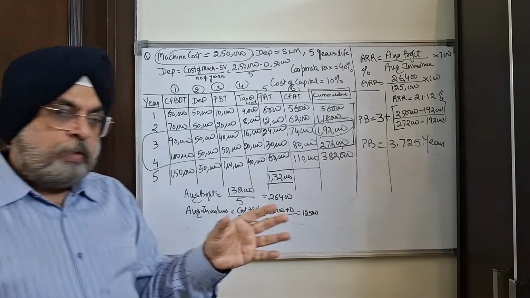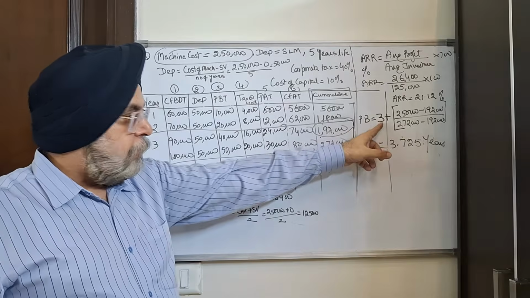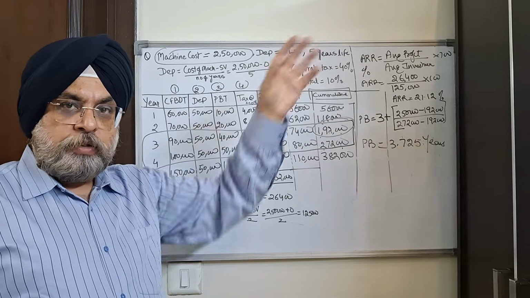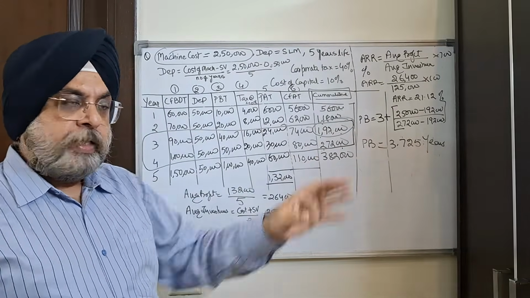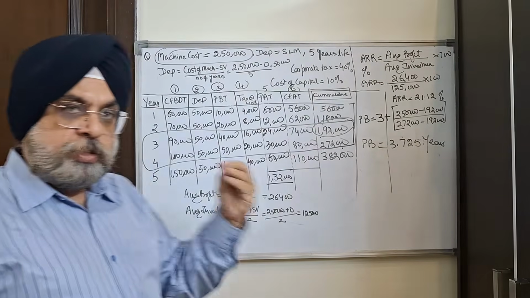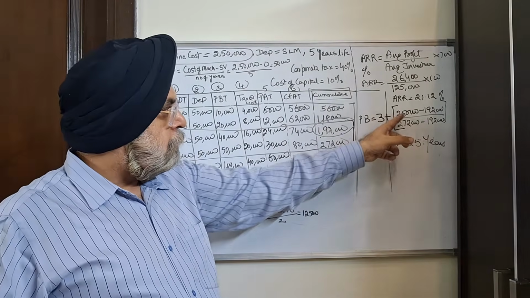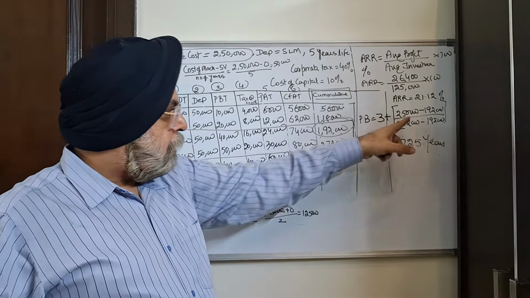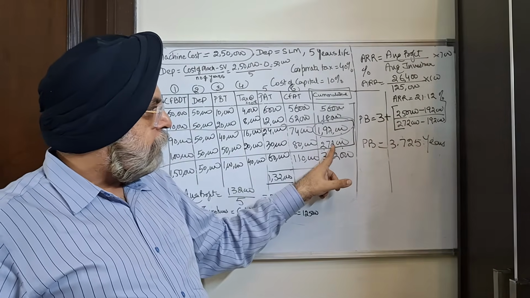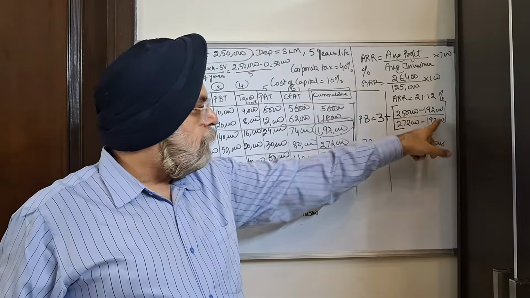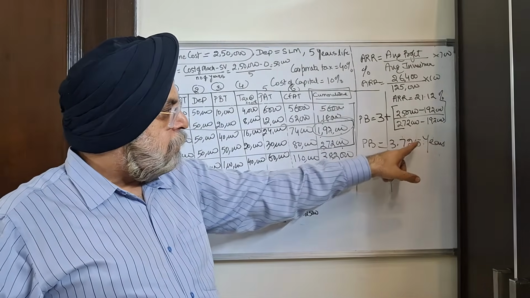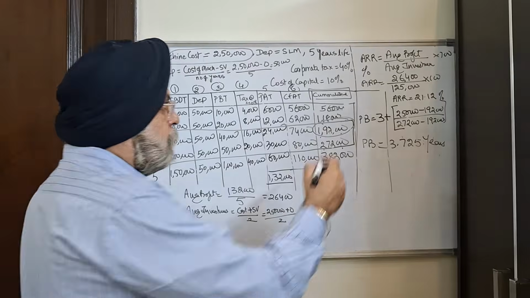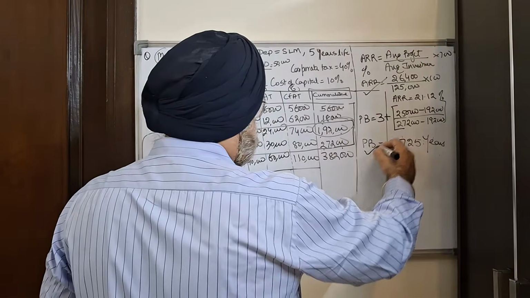So the formula will begin with 3. If it is coming between 2 and 3, then it's 2 plus something. If it is coming between 3 and 4, it is 3 point something. So 3 plus cost of machinery minus the lower cumulative divided by the higher cumulative minus the lower cumulative. It is coming to 3.725 years. So your ARR is done, your payback method is done.